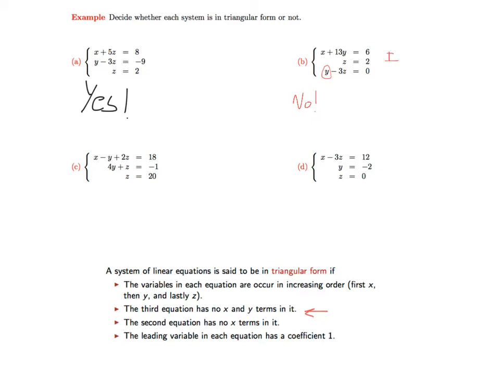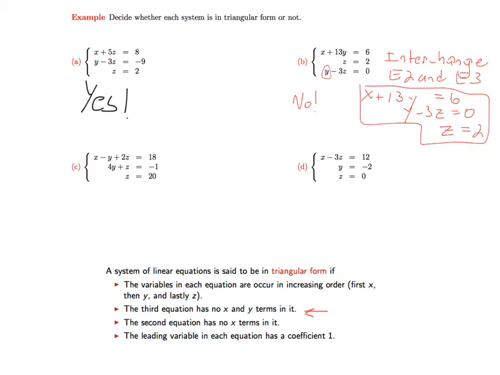Namely, we could interchange equation 2 and 3. And in doing that, we would get equation 1 would be x plus 13y is equal to 6. Equation 2 now would be y minus 3z is equal to 0, and the last equation would be z is equal to 2. And now this would be in triangular form, and from that we could determine the solutions pretty quickly.